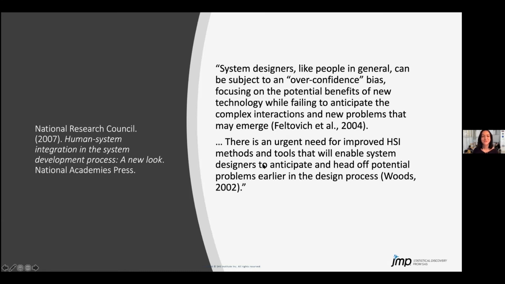All right. So yes, this quote was really interesting when I came across it from the National Research Council. And it says that system designers, like people in general, can be subject to an overconfidence bias, focusing on the potential benefits of new technology while failing to anticipate the complex interactions and new problems that may emerge. And then the authors go on to say that there is an urgent need for improved human system integration methods and tools that will enable system designers to anticipate and head off potential problems earlier in the design process.